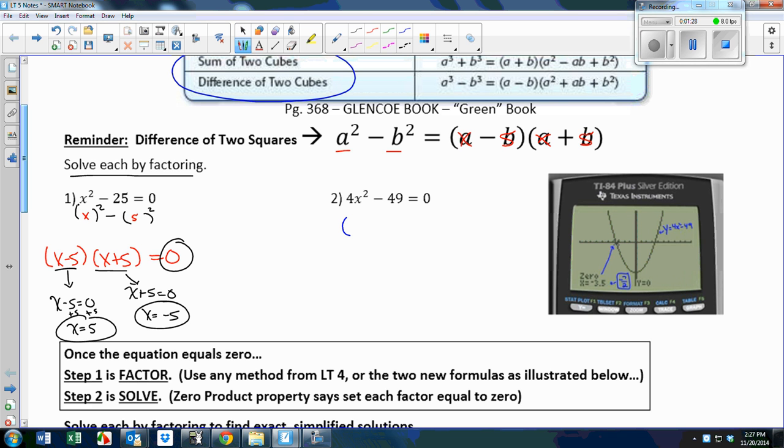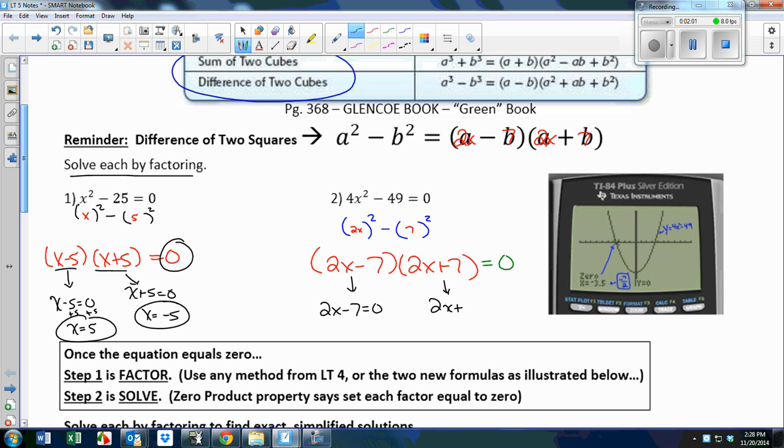Same thing with number 2. We would identify what you're squaring first and then use the formula to factor it. To get 4x squared, we would square 2x, and to get 49, we'd square 7. So it factors to 2x minus 7, 2x plus 7. And again, it's important that you remember it still equals 0, that we're factoring an equation. Because now the zero product property kicks in. It says either the 2x minus 7 equals 0 or the 2x plus 7 equals 0. We add our 7, we divide by 2, and we get the answer 7 over 2.